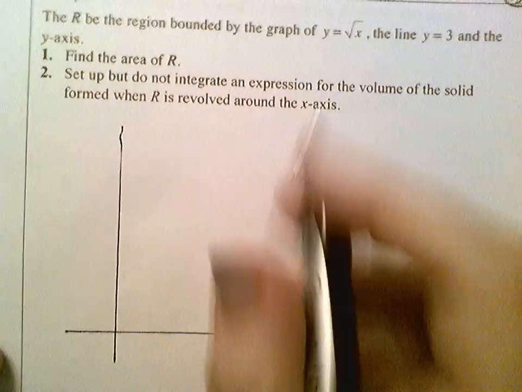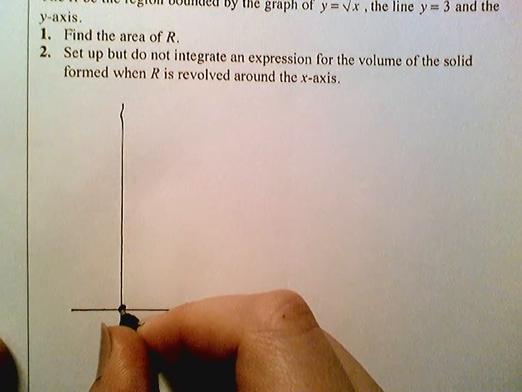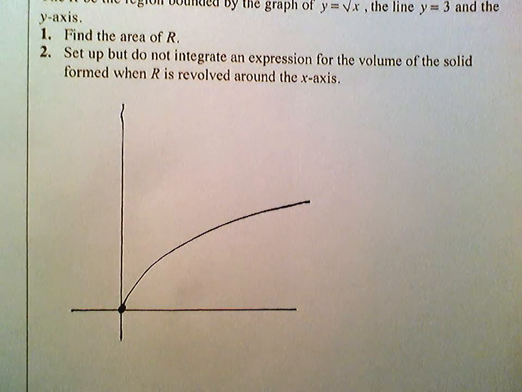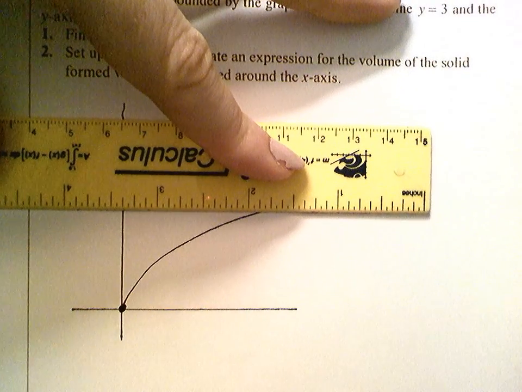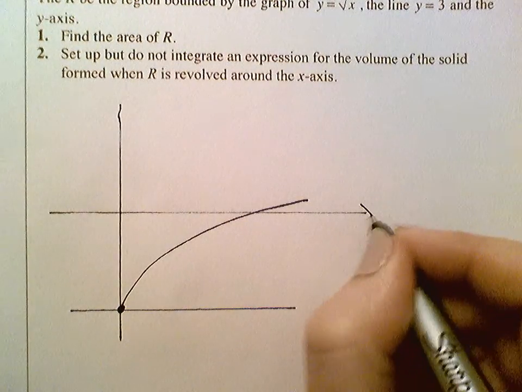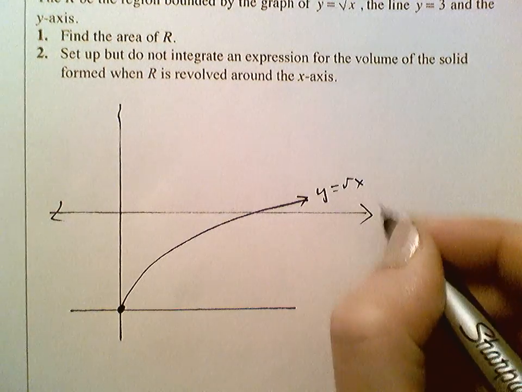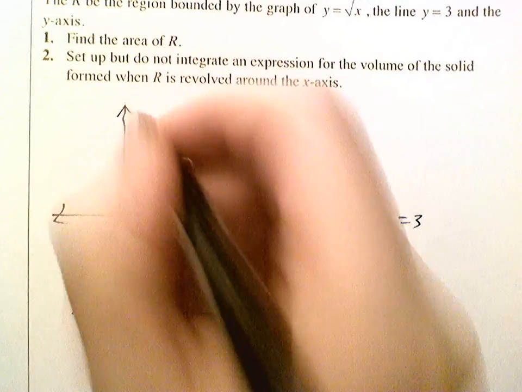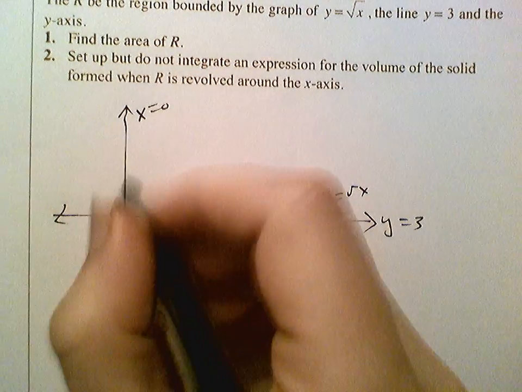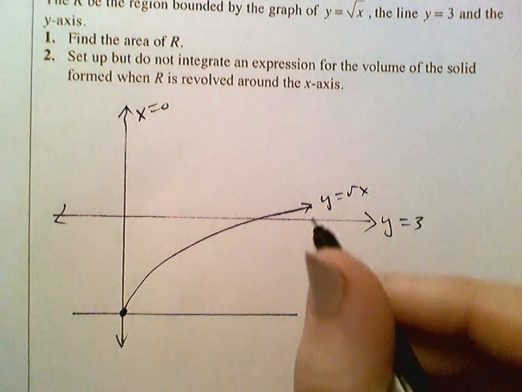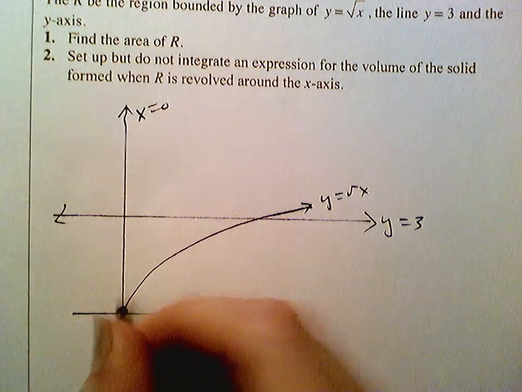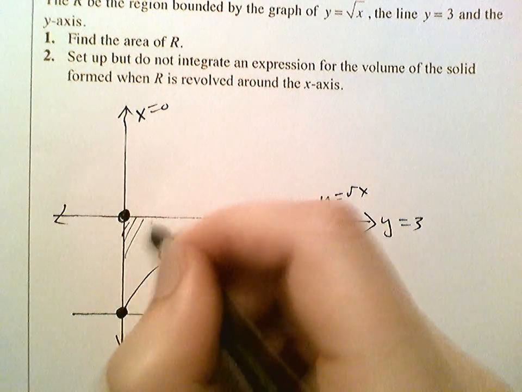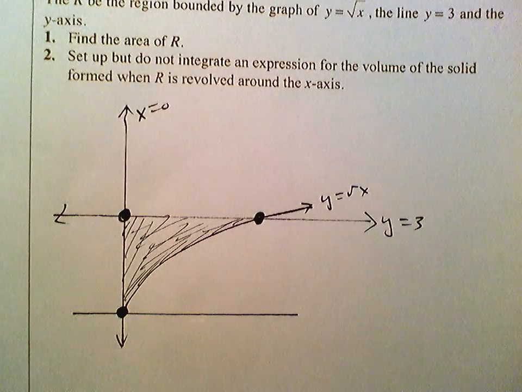Okay, so first let's draw the region. We've got y equals radical x, so that looks like this. And then we've got the line y equals 3. So y equals radical x, y equals 3, and the y-axis. x equals 0 is the y-axis. So I'm looking for the intersection points of these lines and the y-axis. There's one, here's another, and then there's a third. Those are the vertices of the region. So here is the region that we're working with.